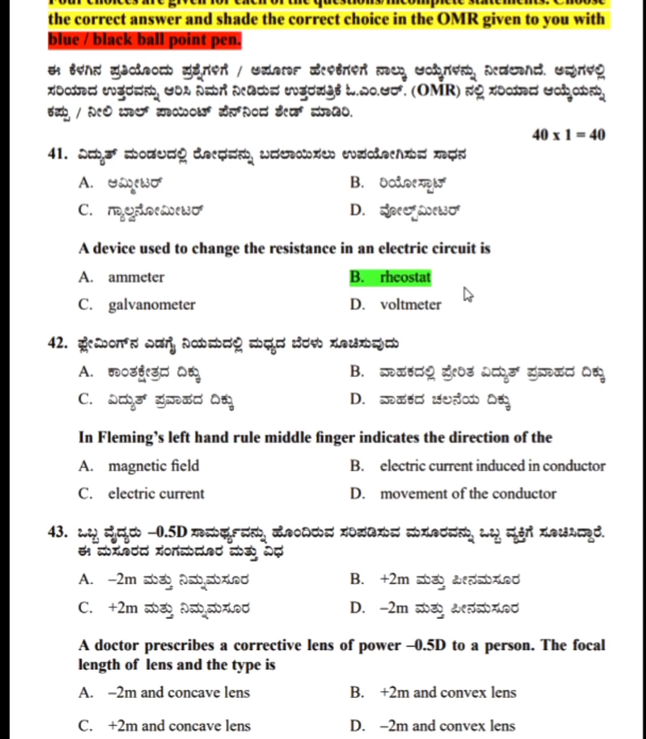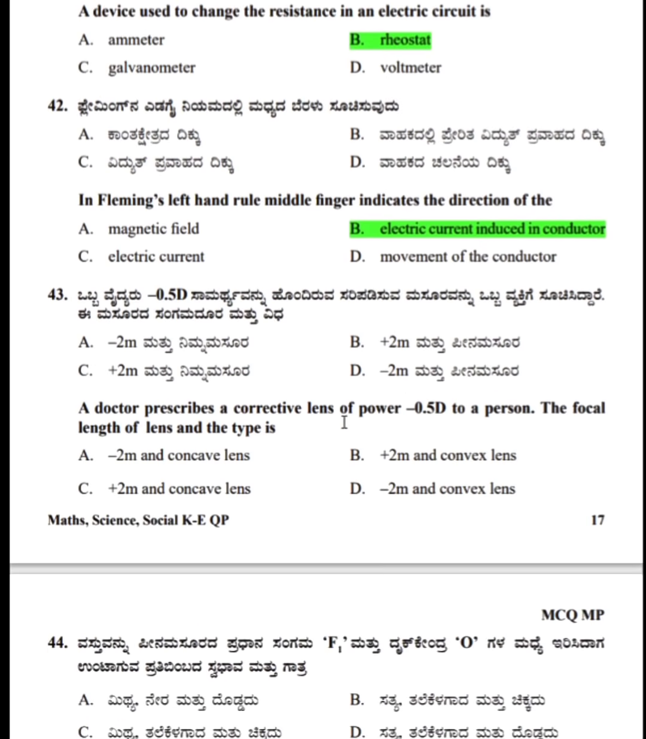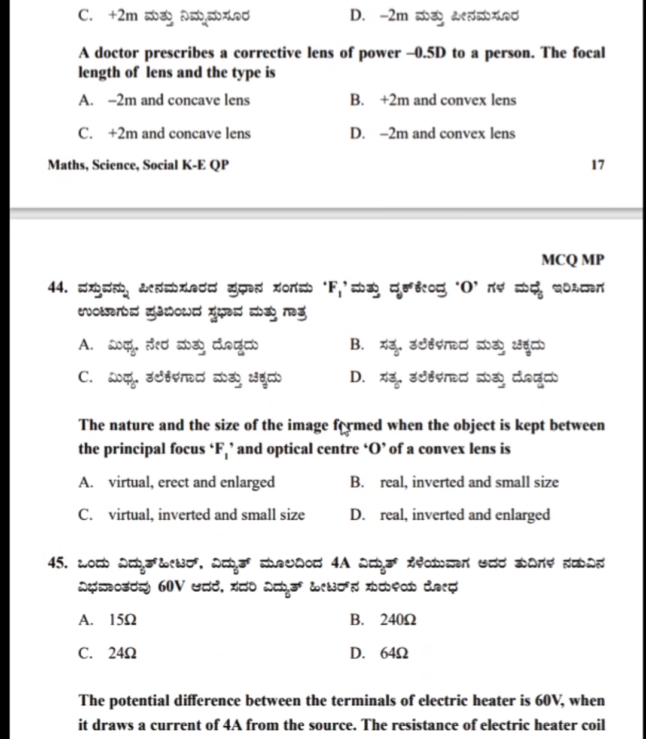Question number 42. In Fleming's left-hand rule, middle finger indicates the direction of option A magnetic field, option B electric current induced in conductor, option C electric current, option D movement of the conductor. The correct answer is option B electric current induced in conductor.